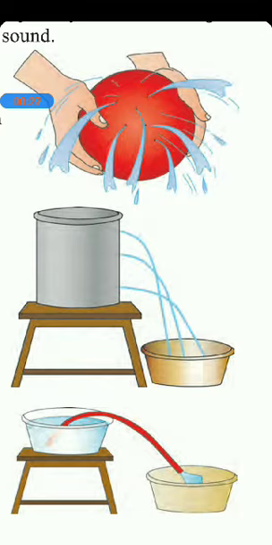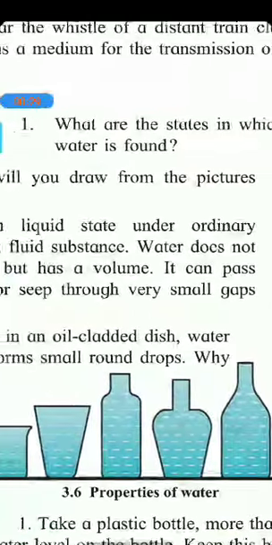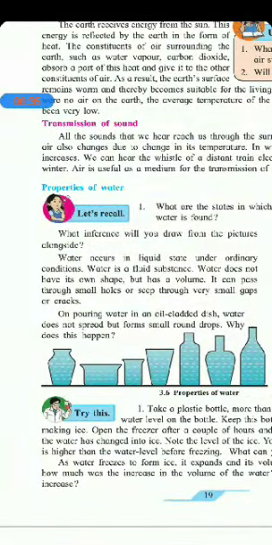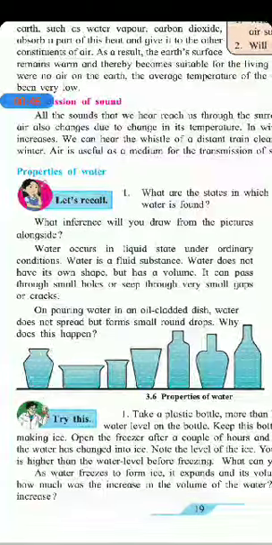Now if we see this picture, image 3.6, in different vessels water is kept and water occupies the space of that container. Can you interpret something from this? Think on it. And a few more diagrams we have.